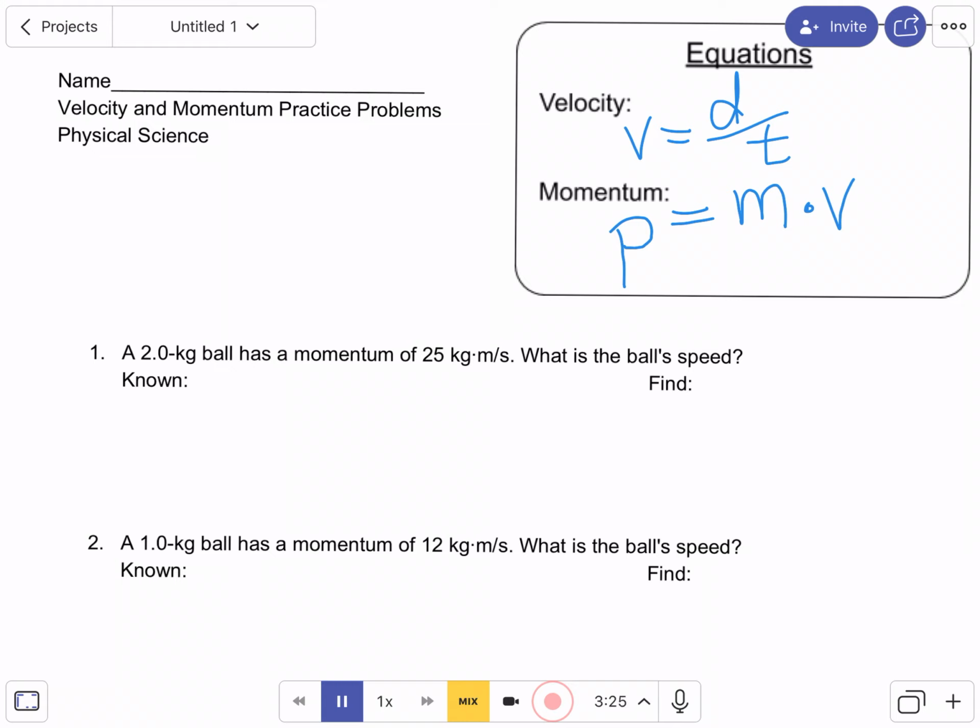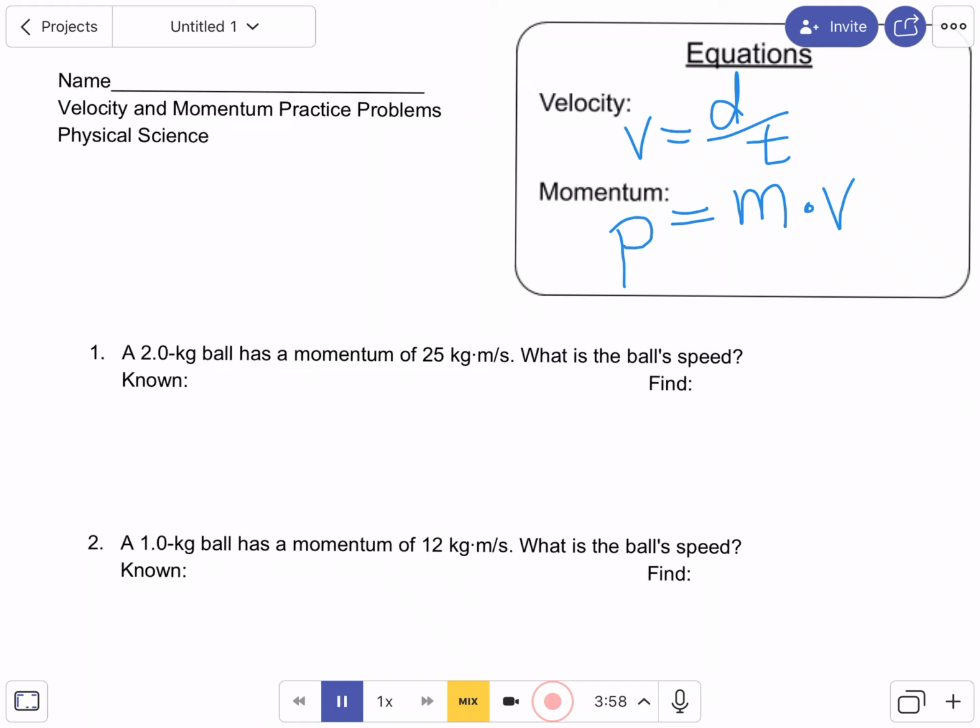So let's try these out. I'm going to go through some problems and then leave you the ones that are kind of replicas of the ones that we do together. So we'll go through each problem type and see how we do. So I'm just going to show you how I solve these problems. So we have for number 1, a 2 kilogram ball has a momentum of 25 kilogram meters per second, is how we read that unit. What is the ball's speed?